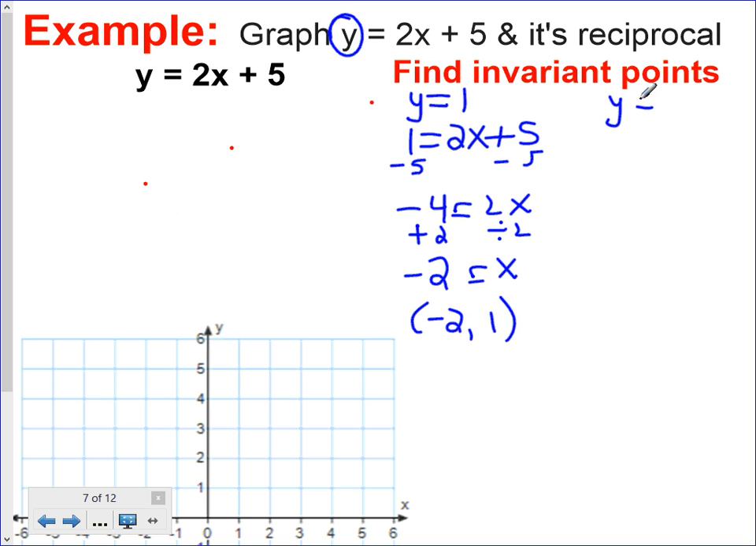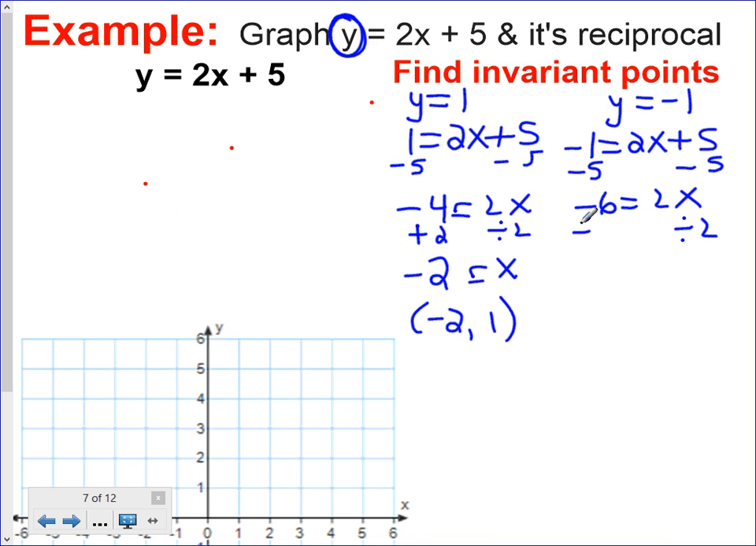Let's look at now when y is negative 1. So again, here I'm going to substitute y for negative 1. So I have negative 1 equals 2x plus 5. So I will subtract 5 from both sides. I get negative 6 equals 2x, and I will divide both sides by 2, and I get that x is equal to negative 3. So my second invariant point is at negative 3, negative 1. So I have my invariant points.